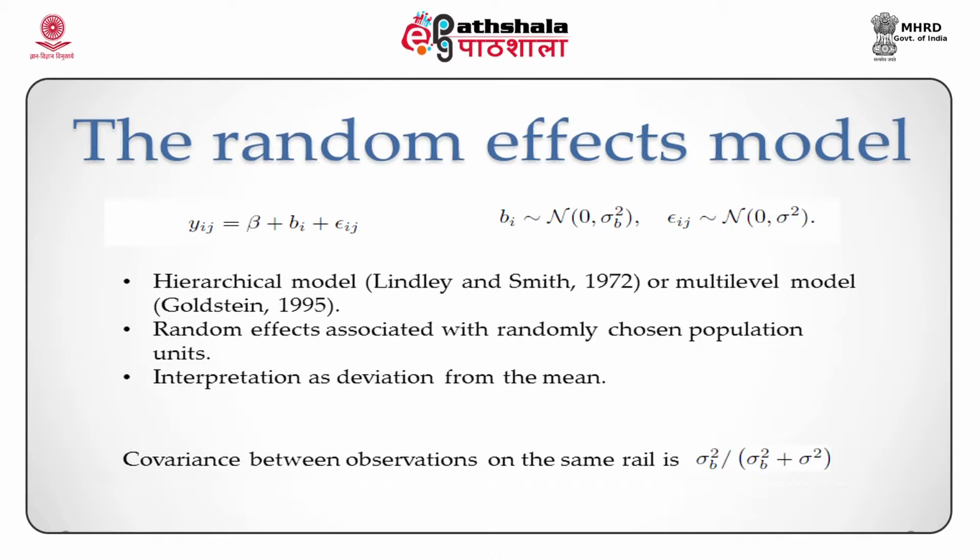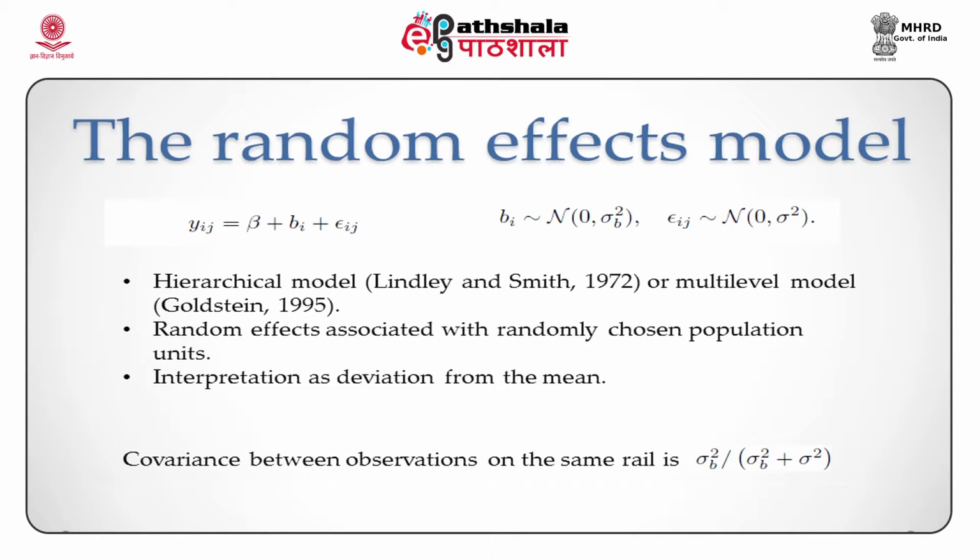Now note that the effect of this assumption is that the covariance between observations on the same rail, say the first and the second observation, y_i1 and y_i2, because y_i1 and y_i2 share the same common random effect b_i, turns out to be given by sigma_b squared divided by sigma_b squared plus sigma squared, where sigma squared is the variance of the error term. Thus, introduction of the random effect has induced covariance between observations on the same rail.